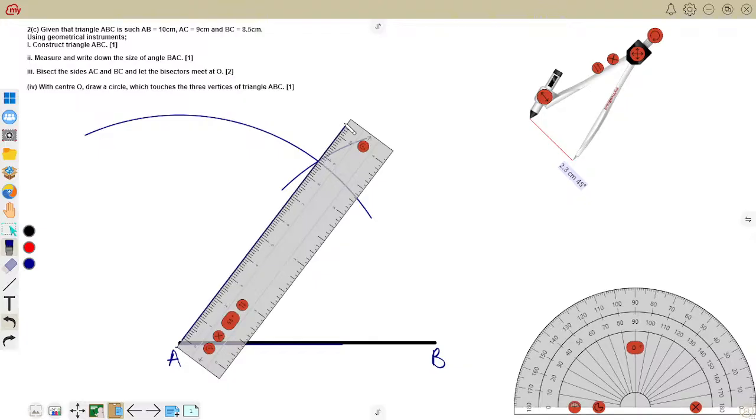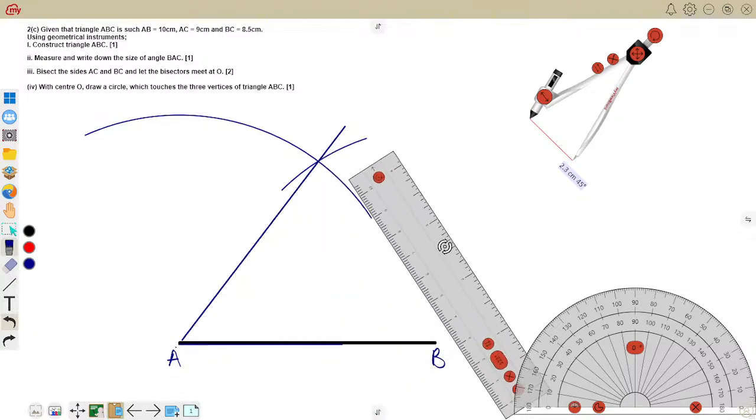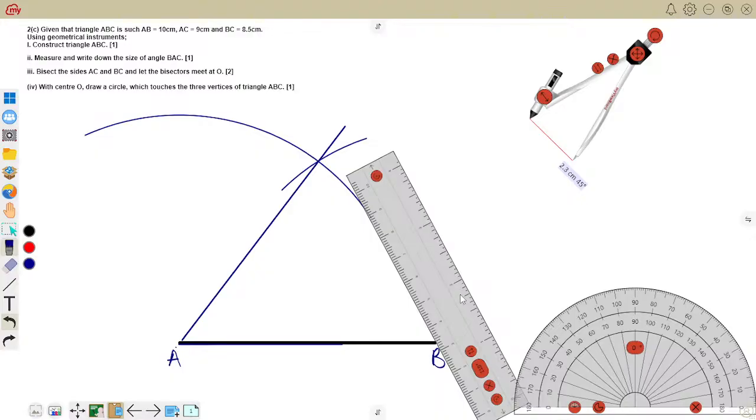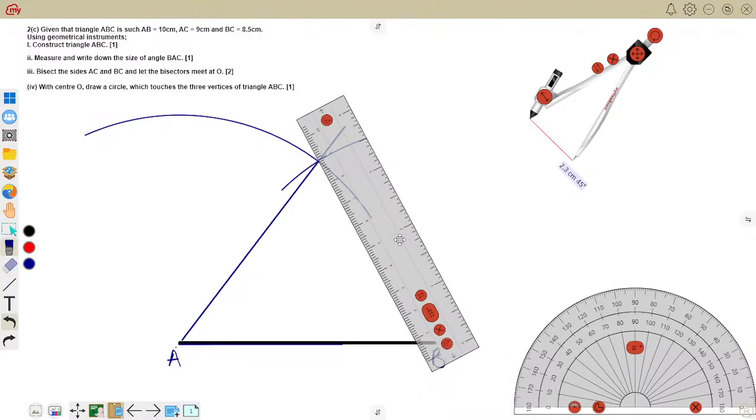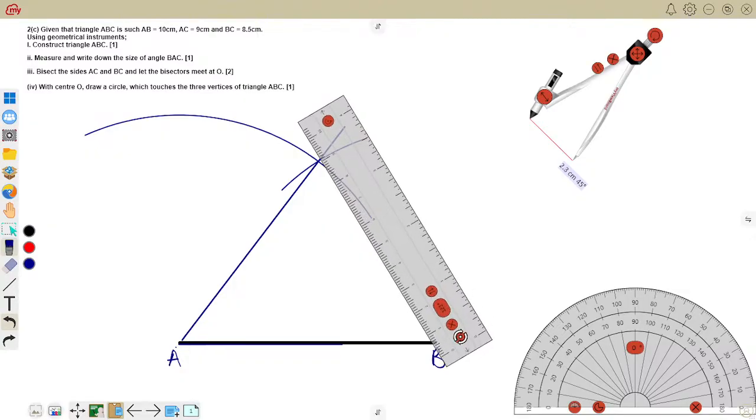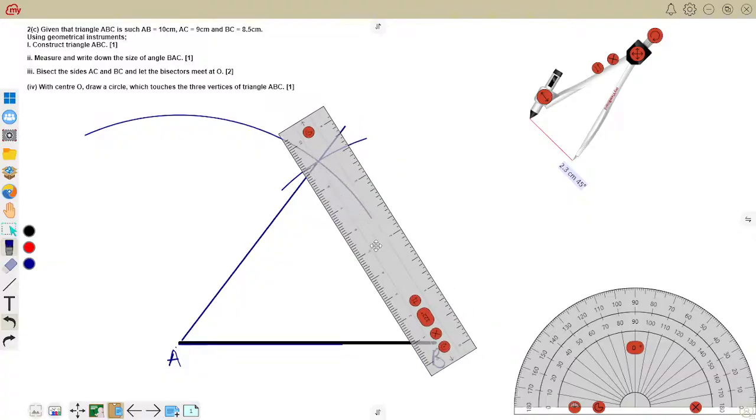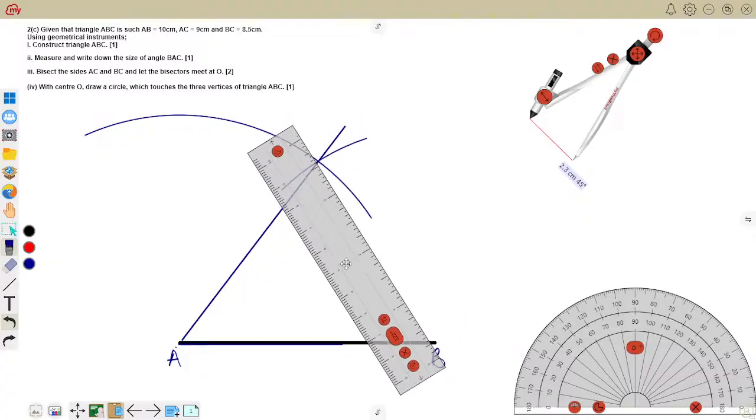The line can even go beyond the point, it's okay. All you need to do is make sure. Then we draw like that. Then again, I'm going to bring this ruler to this side, then put it here like that. Then I can bring it down here.